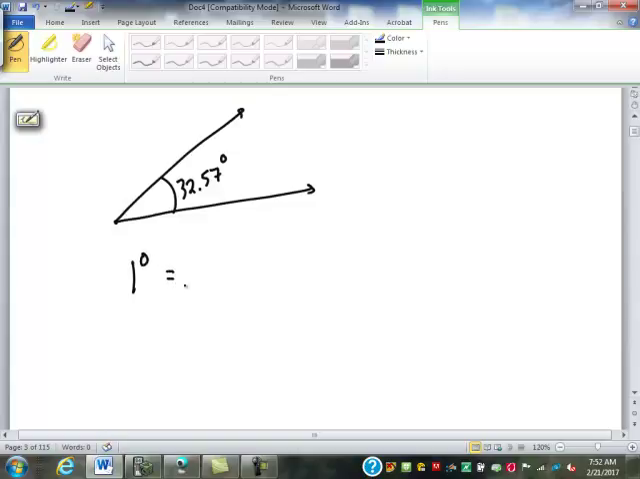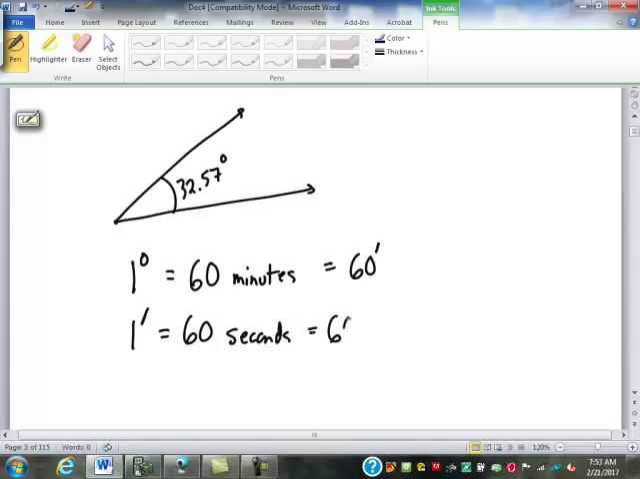1 degree gets broken down into 60 minutes. The symbol for minutes is a single quote. Looks a lot like the foot symbol. 1 minute gets broken down into 60 seconds. The abbreviation for seconds is a double quote, just like the inch symbol. So it can be kind of confusing. You just have to go off the context.